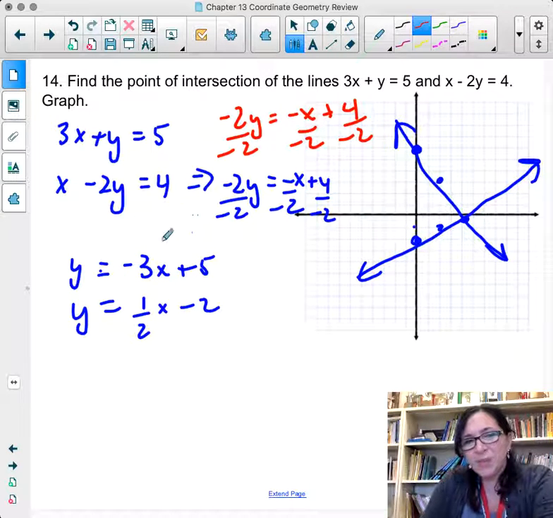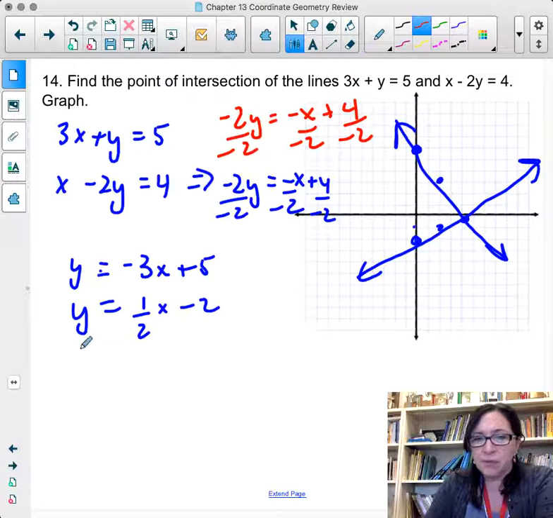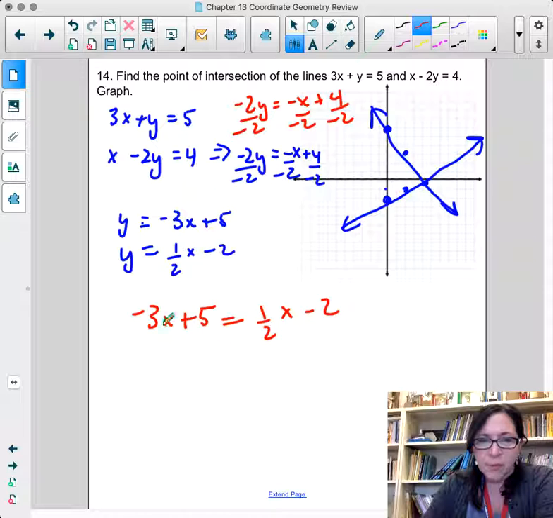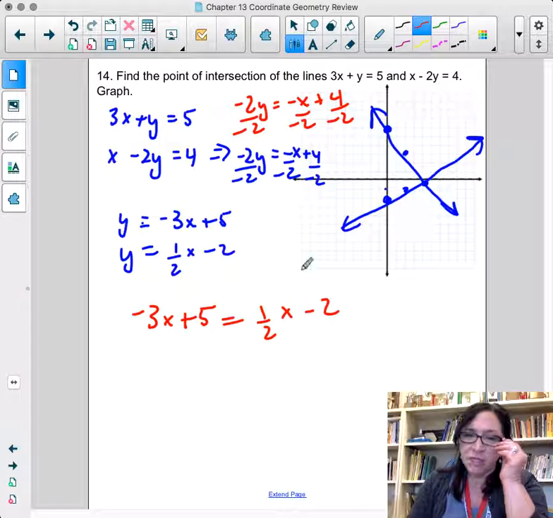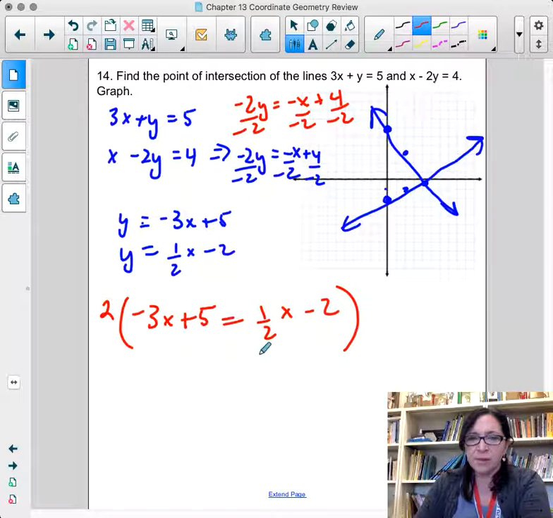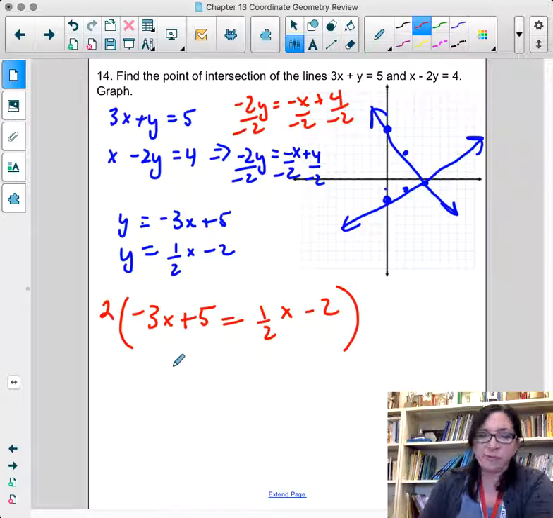Okay, because they're both already set equal to y, I'm just going to set my y's equal to each other. -3x plus 5 equals 1/2 x minus 2. Now, a lot of people don't like working with fractions, and so what they'll do is multiply the entire equation from the beginning by 2. You're welcome to do that. I'll go ahead and do that since I already wrote it down, but you don't have to. If you're comfortable with fractions, just start subtracting them, it's fine.